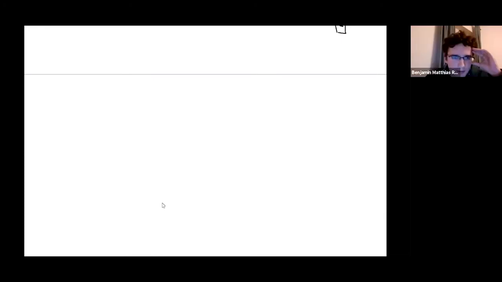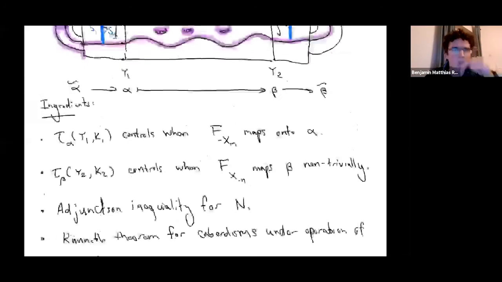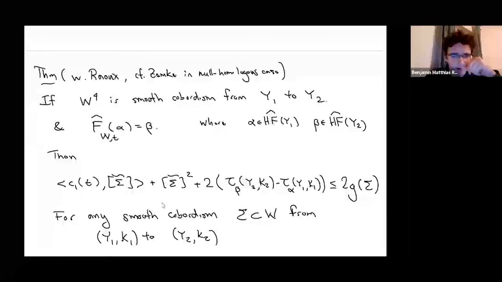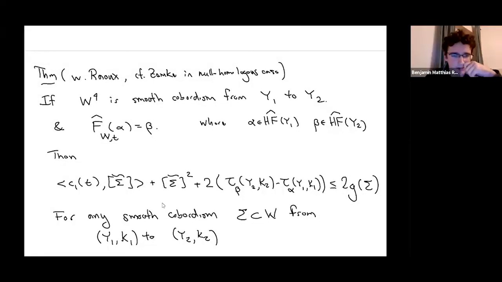Can you put up your theorem again, the inequality? I was wondering where the complexity of W comes in, because if W has a lot of two spheres embedded, that you could connect sum to this cobordism, how do these terms in the inequality change? And maybe another special case, what if this W is really just a product cobordism?